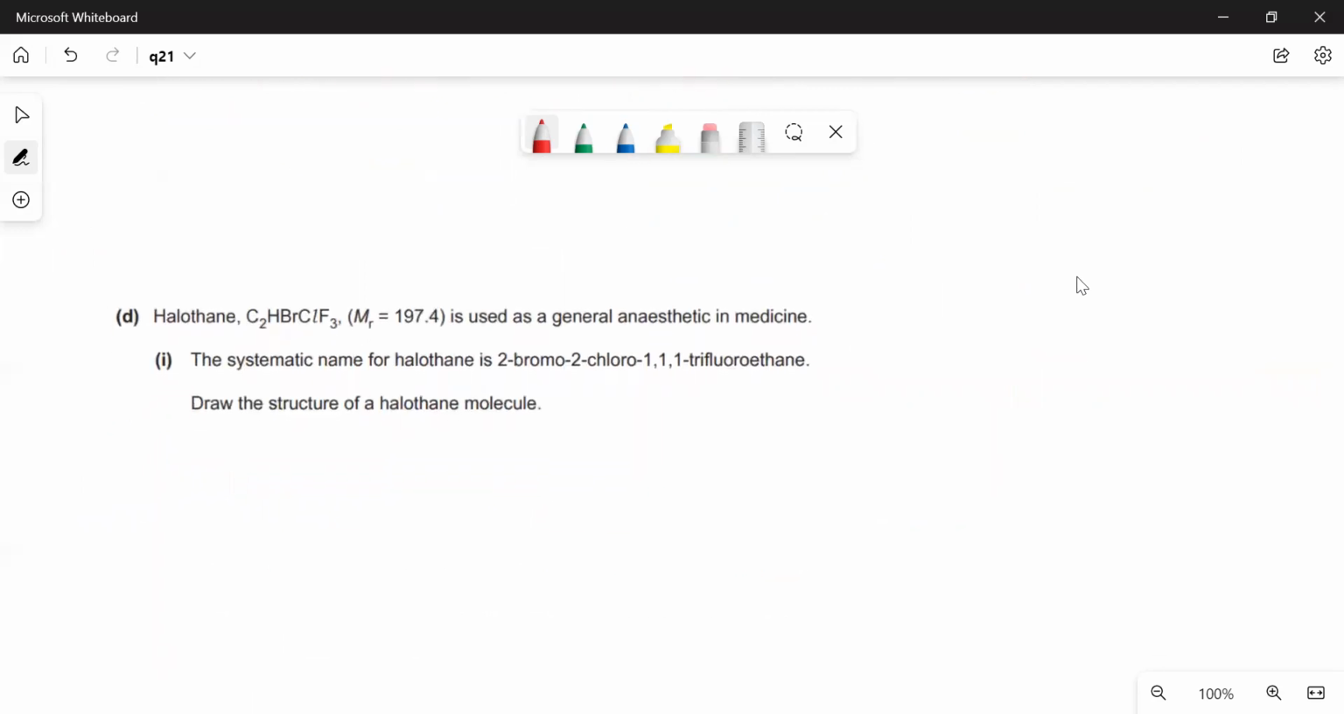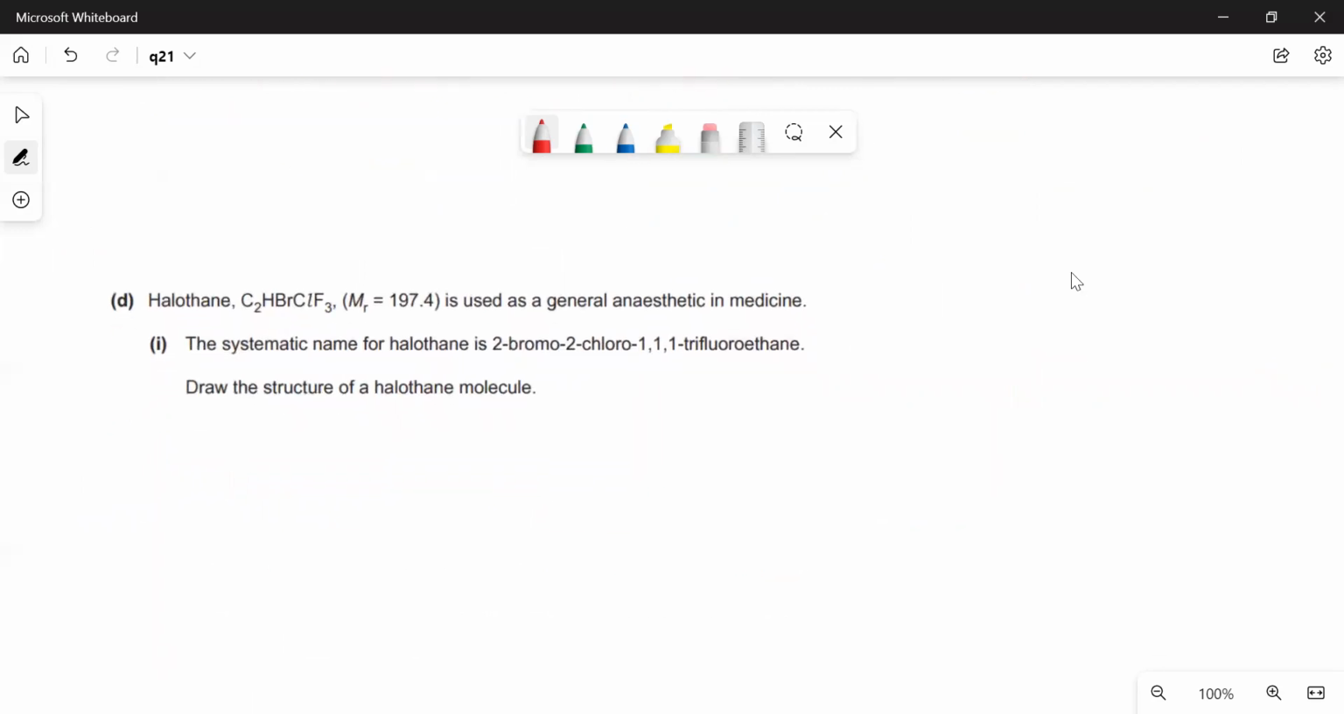Okay, halothane is used as an anesthetic, and the systematic name is given there. Draw the structure of a halothane molecule. So it's ethane. Let's draw 2 carbons. We'll call that one number 1 and that one number 2. So it's got a bromo on number 2, it's got a chloro on number 2, and it's got 3 fluorines on number 1. And then that means there's got to be a hydrogen on that one. That's the structure.